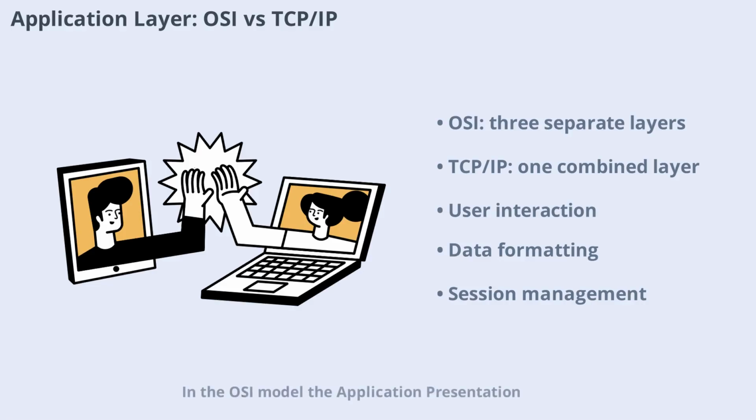In the OSI model, the application, presentation, and session layers are separate, each handling different aspects of user interaction, data formatting, and session management. In contrast, the TCP/IP model combines all these functions into a single application layer. This simplification makes the TCP/IP model more streamlined for real-world use, but the OSI model provides more detailed conceptual separation for learning and troubleshooting.